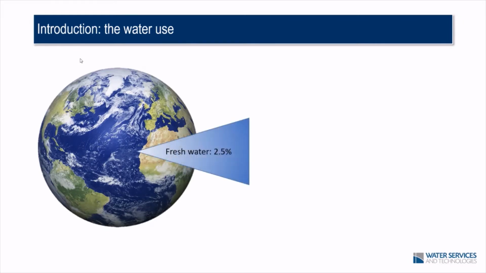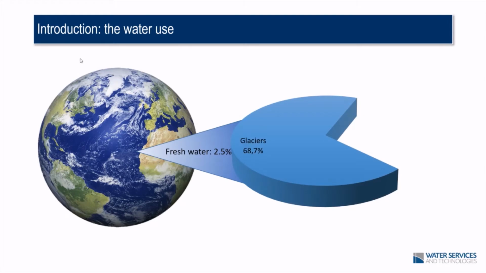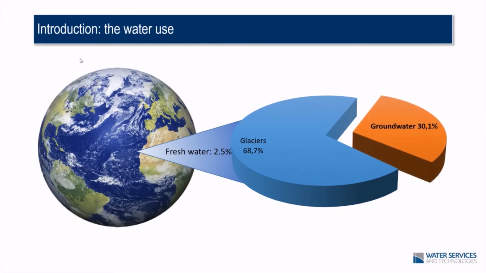First, I would like to show you, just to remember, the water availability on our planet. From the whole water that we have on planet Earth, only 2.5% is fresh water. And from this fresh water, almost 70%, 68.7%, is frozen in glaciers. 30% is in groundwater, and only 1.2% is surface water, the water that we can see.